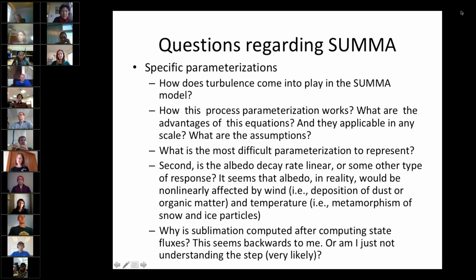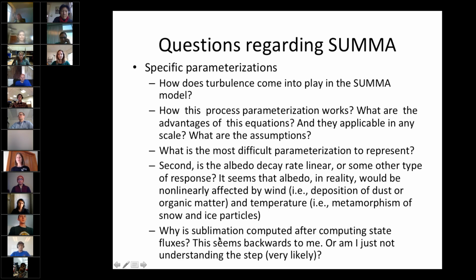Someone asked about the albedo decay rate. Is it linear? Is it not linear? It's actually something you can choose. You can choose one or the other. I'll show you that today. You can also, for your second homework assignment, choose to look at that. So we'll talk about albedo.